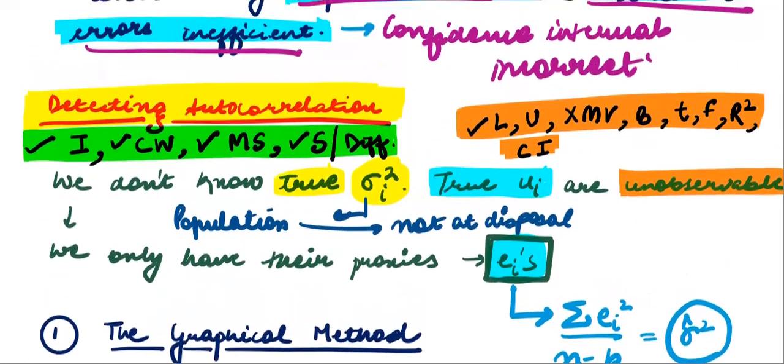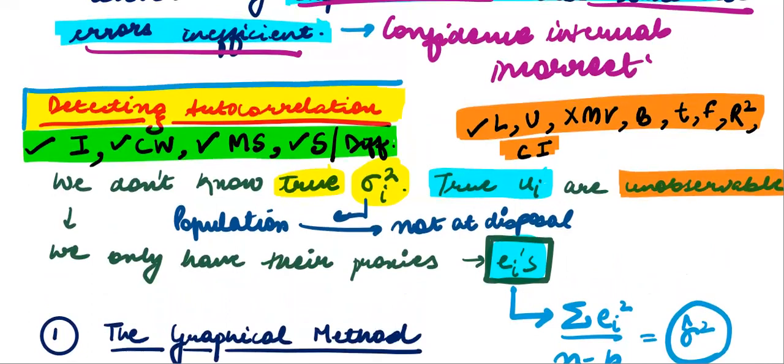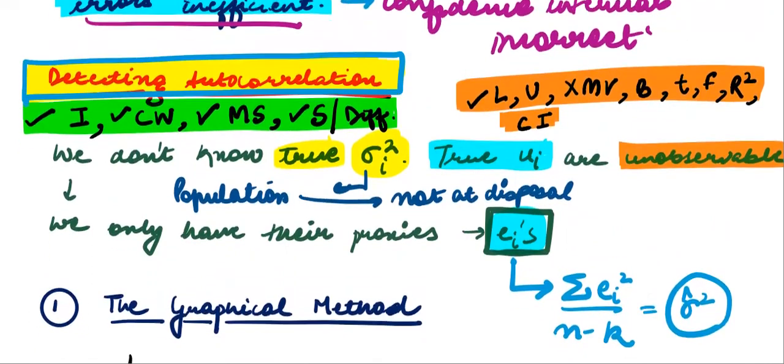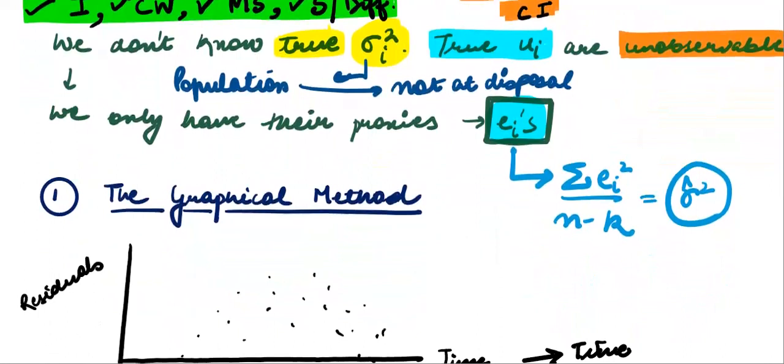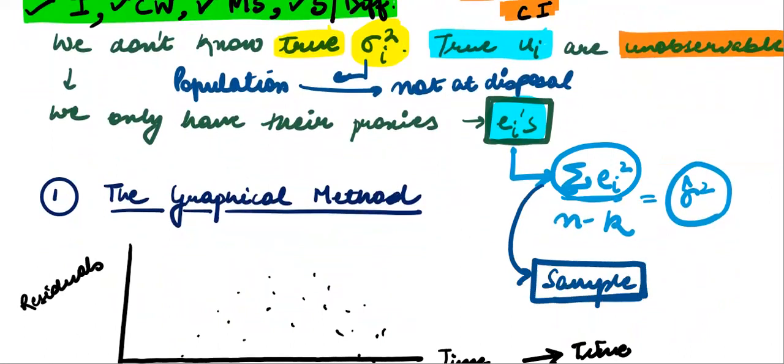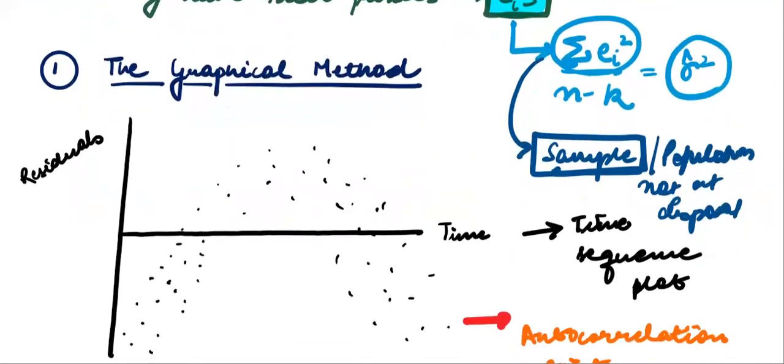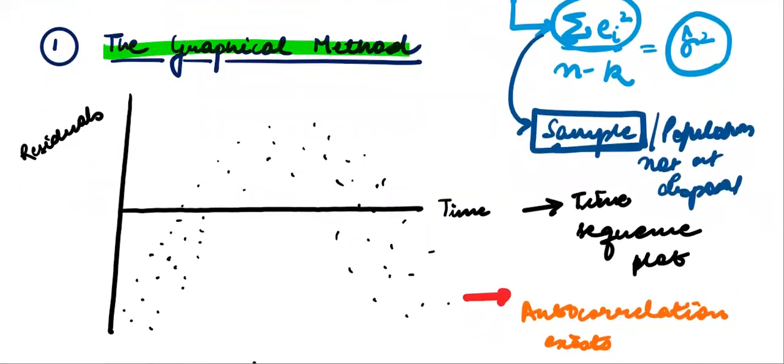Now, we want to detect autocorrelation, as is the case with heteroscedasticity. Because I'm using ei squares, I'm actually talking about autocorrelation within the sample. Population is not at disposal. Let's look at the first method, which is the graphical method.